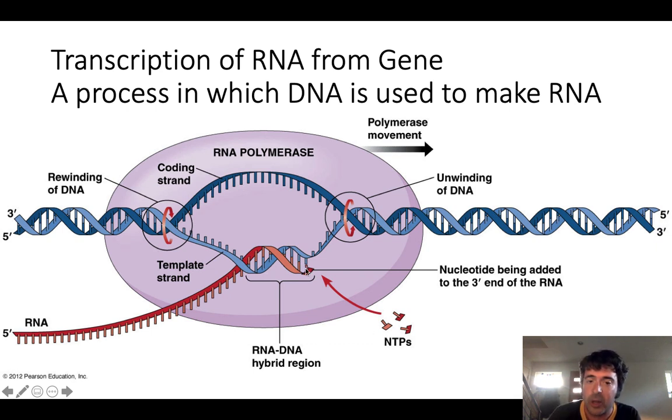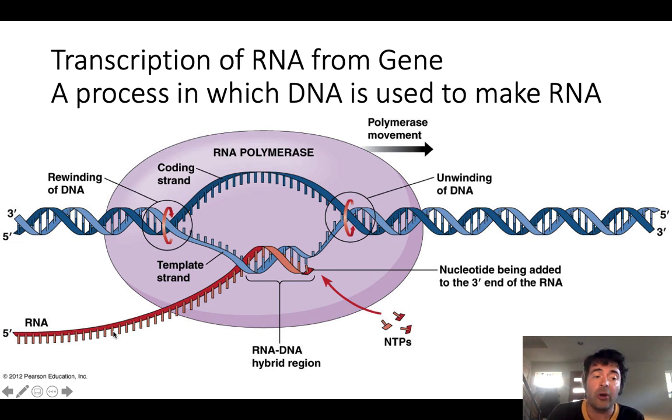The nitrogenous base is what carries information, so we often just give the sugar and the phosphate the ribbon look, and then the nitrogenous base is where the meat and potatoes is. That's where the information is being carried. Those are the chemical letters of the genetic alphabet. So in transcription, DNA is used to make RNA.